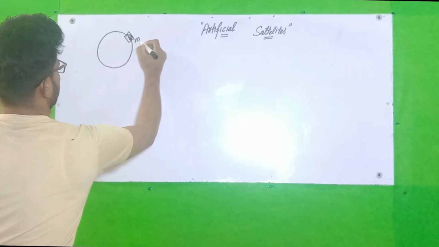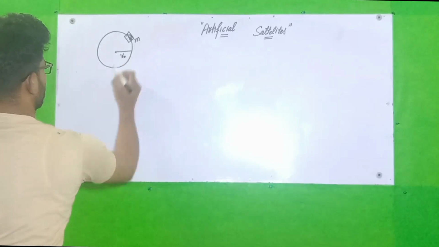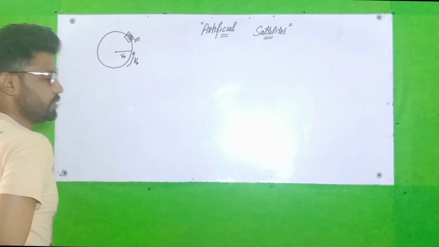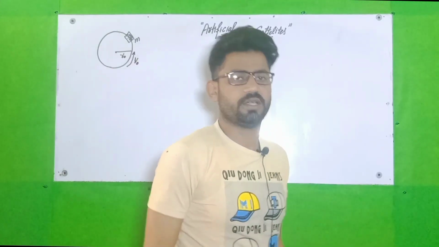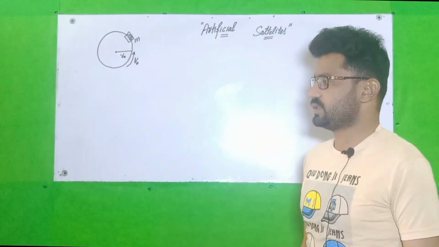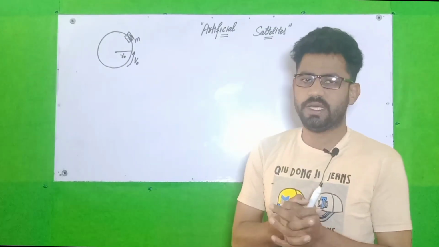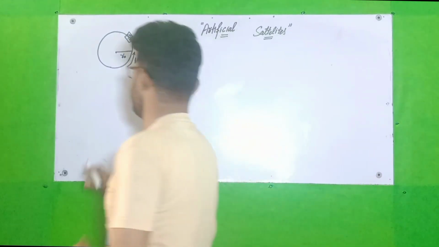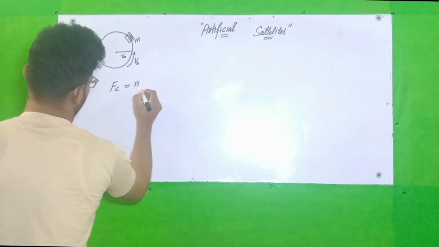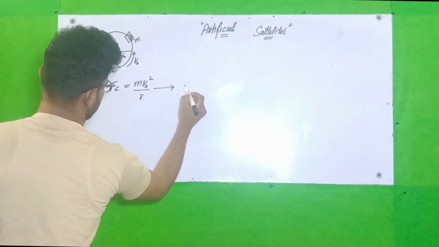Having their mass m with the radius of r naught, moving with speed v naught. Consider satellites having their speed v naught with the radius of r naught revolve around the earth. Then when a body moves around a circular path, it produces a centripetal force. Fc is equal to m v naught squared over r. This is equation number 1.